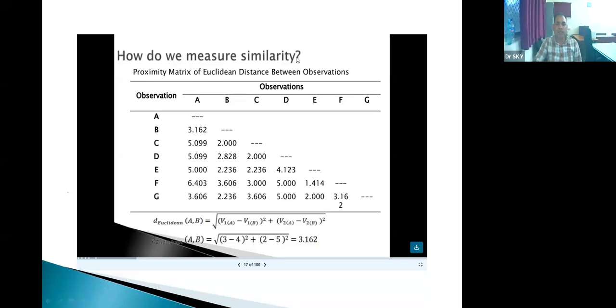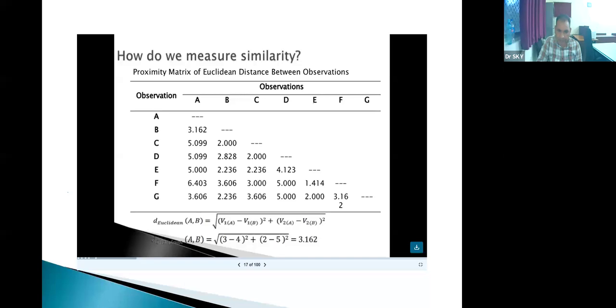So how do we measure similarity? Proximity matrix of Euclidean distance between observations. So we have 7 observations, 1, 2, 3, 4, 5, 6, that is A, B, C, D, E, F, G. And here A, B, C, D, E, F, G. So the distance between A and A is 0. Now the distance between A and B is 3.162.